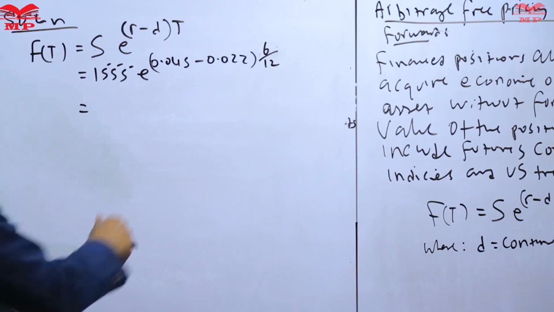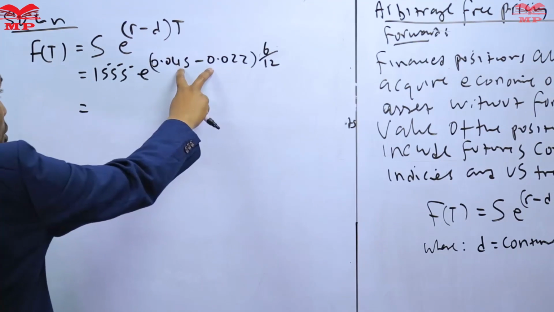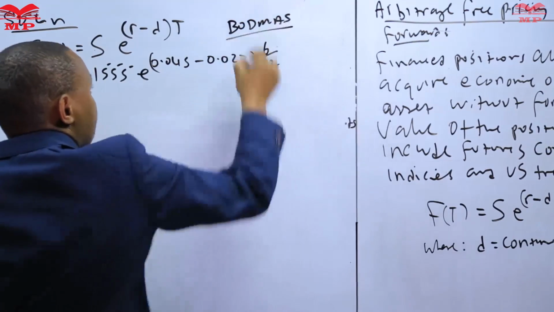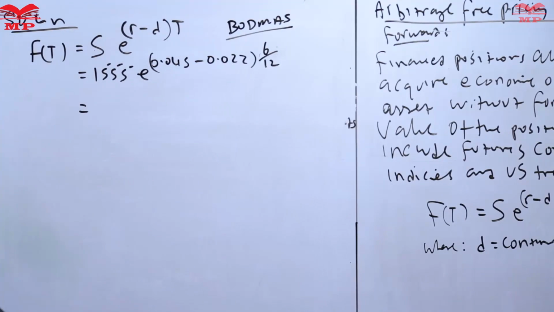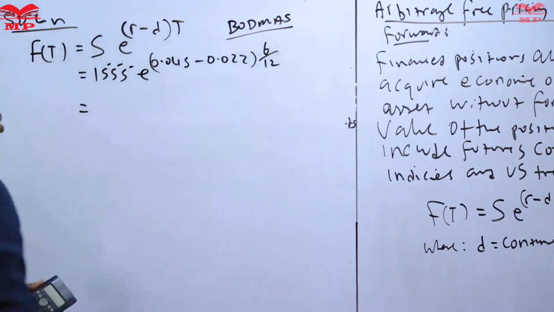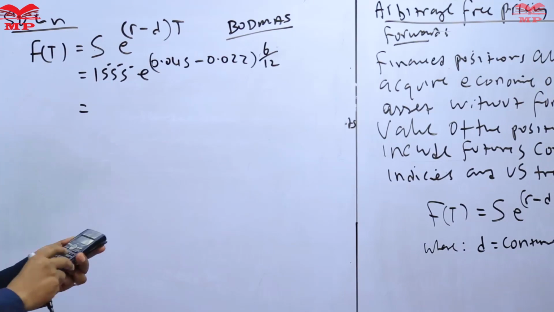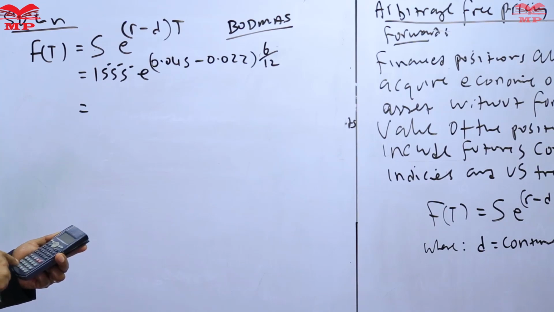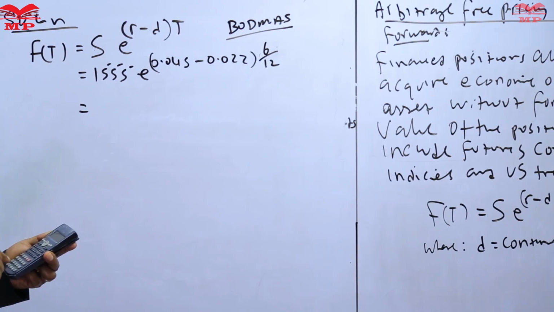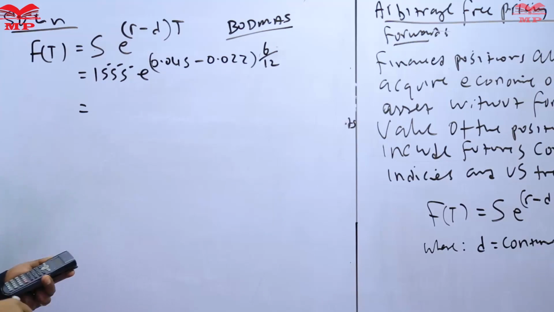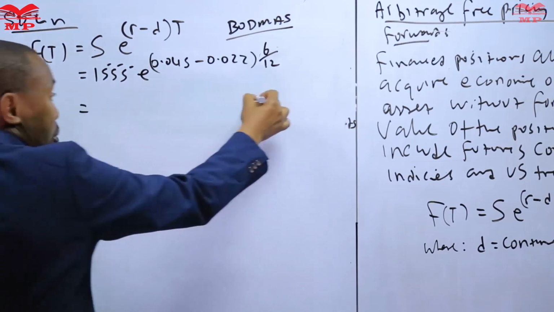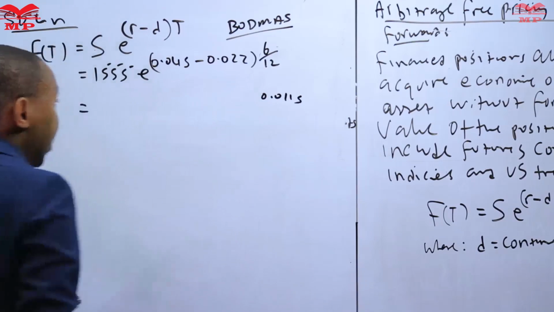So we try and get what the value is. Just the way we've done it, we first of all work out this component over here. We first of all work out the brackets. You remember BODMAS? So you work out the entire component over here. 6/12 is 0.5. So we have 0.045 minus 0.022, which is 0.023. Then you multiply that by 0.5 and we have 0.0115. So you can put that 0.0115 on the side there.